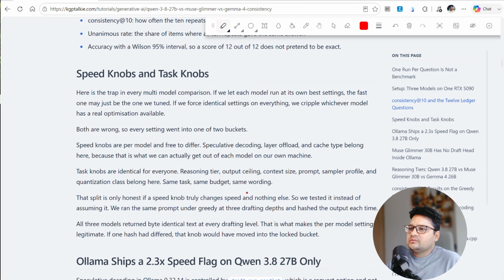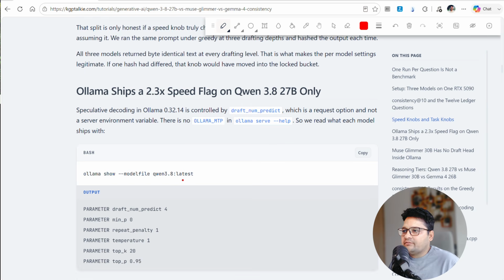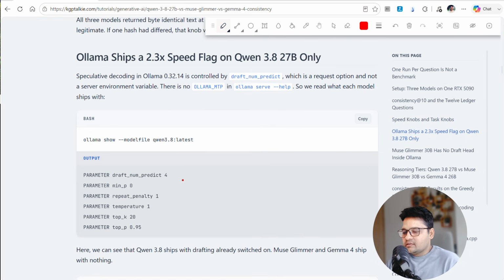Generally we have 150 to 200 tokens per second speed in our Qwen 3.8 and the Gemma 4 model. But if we enable the DFlash technology in Meta's Muse Glimmer model, then we are also going to get the same level of generation speed. Now the question comes here: where is this speed coming from?